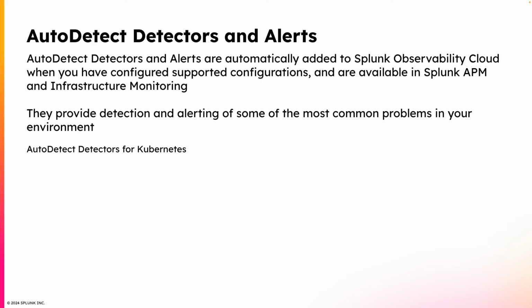Let's take a look at the detectors that are available for Kubernetes. The first is the cluster daemon set ready versus scheduled detector, and this will alert when the number of ready and scheduled daemon sets have diverged. The next detector is cluster deployment is not at spec, and this will alert when the number of ready and available pods in cluster deployments have diverged.